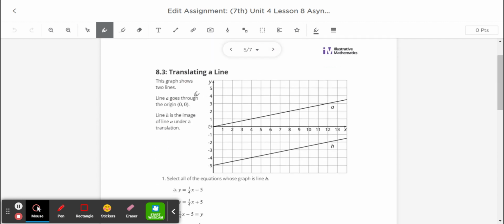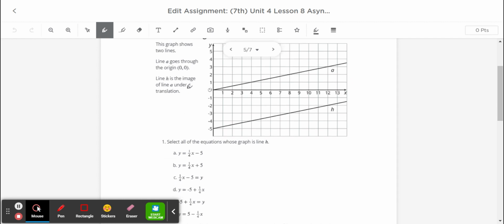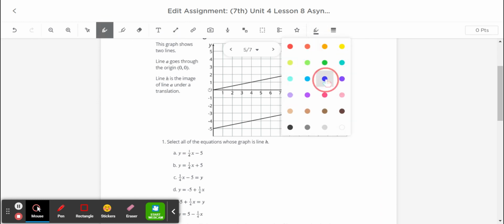On slide 5, it says, the graph shows 2 lines. Line A goes through the origin (0, 0), and line H is the image of A under a translation. So you can imagine that a translation happened, meaning that we shifted H up. Oh, the other way around, because H is the image of A. So we shifted H down from line A. And that should be a straight line if I was drawing more accurately. We shifted A down from H, right? So we're moving in this direction here.